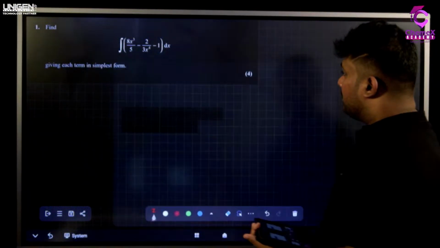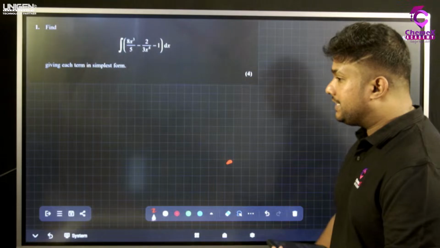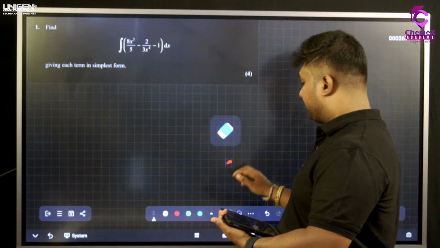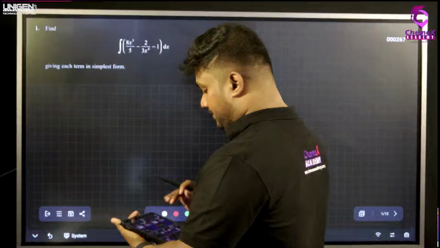Alright, so the first question is about integration. So how do you integrate this? How do you integrate?